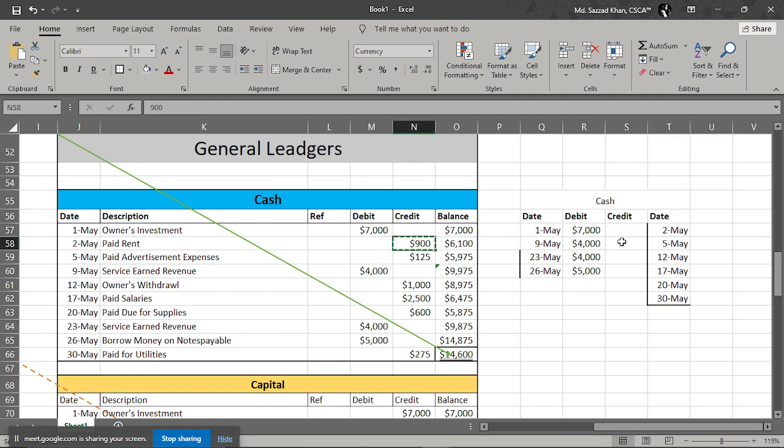900, then 125,000, then 250, 600, and 275. Now we'll see the total. We'll sum up all the things.